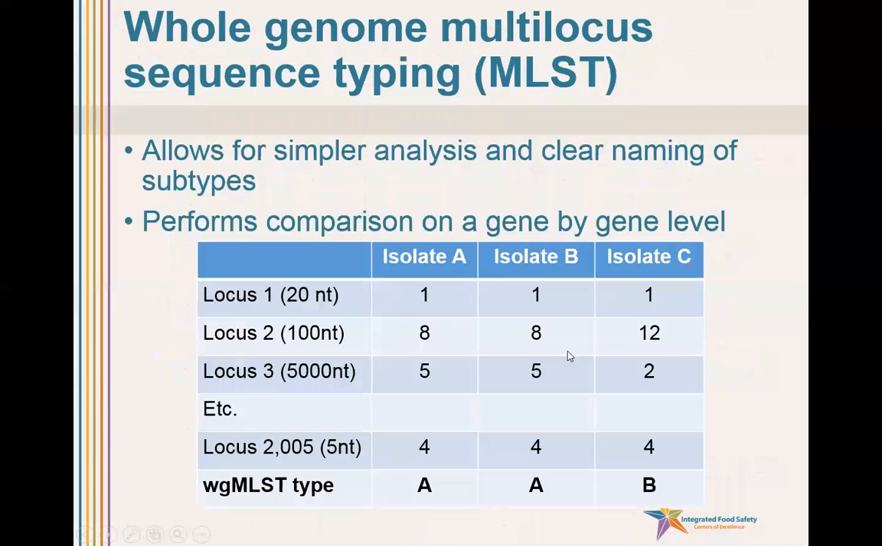When we do this on a large scale in whole genome MLST, we have a set of loci. It can be of different length, and this is hypothetical. We have different isolates. If isolates A, B, and C have the same sequence at the first locus, it's all allelic type 1. At locus number 2, isolates A and B are the same. They're both allelic type 8. Isolate C is different. It's allelic type 12. We then combine all that information into a whole genome MLST type. In this case, isolates A and B would have the same combination of numbers, and therefore would be given the same whole genome MLST type.